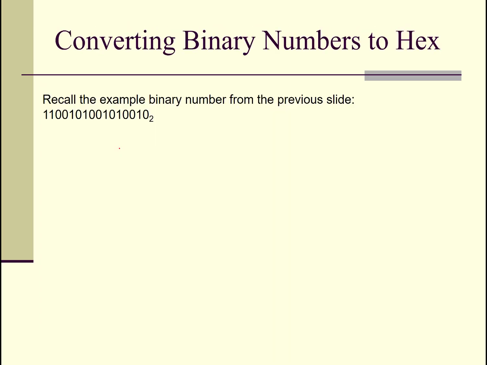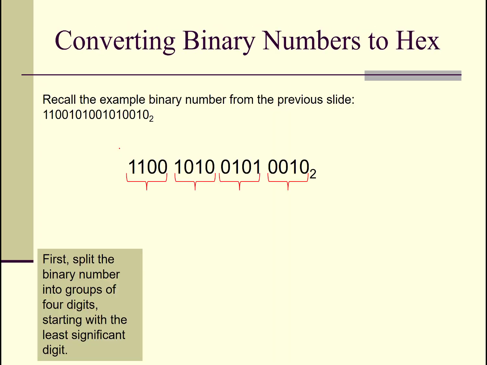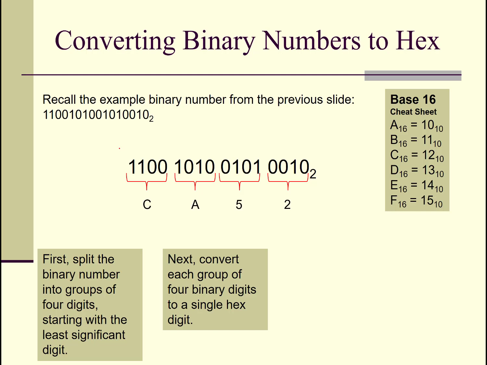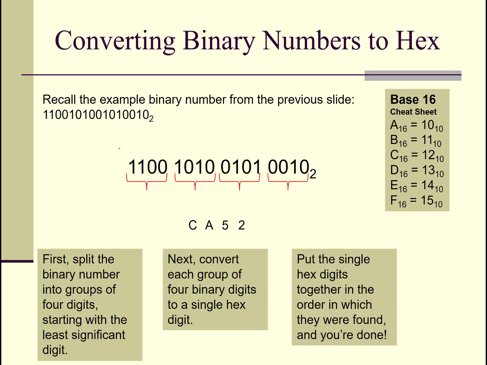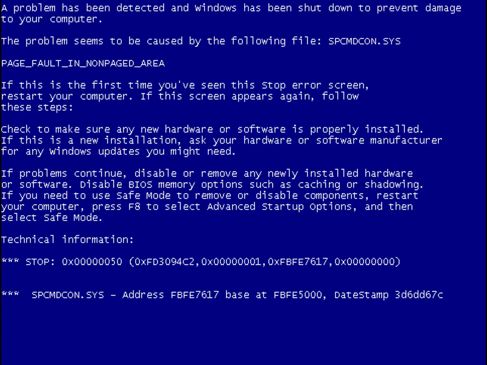Okay, so this is how actually we convert them. Group them in 4 bits, and then take each 4 bits and represent it in hex. Okay, so it's 2, 5, A, C, and finally you can just write it as CA52, and then this is in base 16. Okay, and make sure to write 16 as a subscript to tell me what the base is.